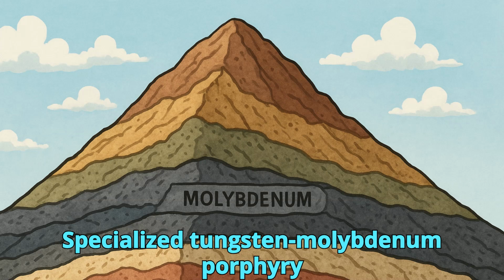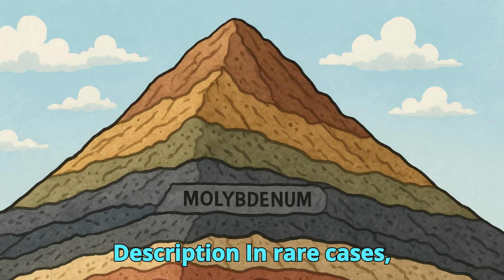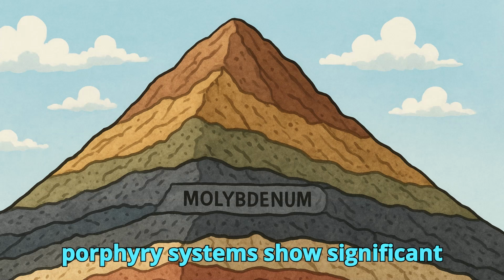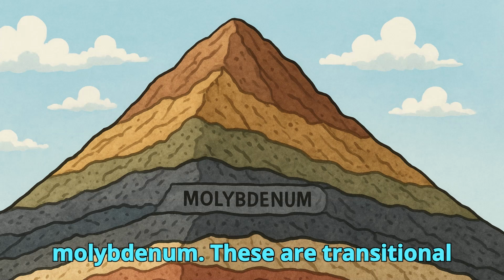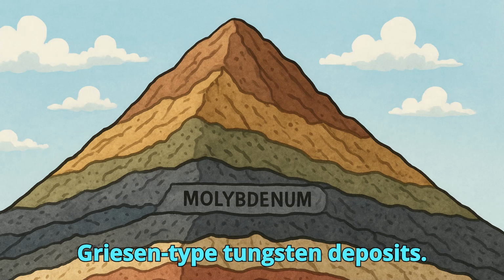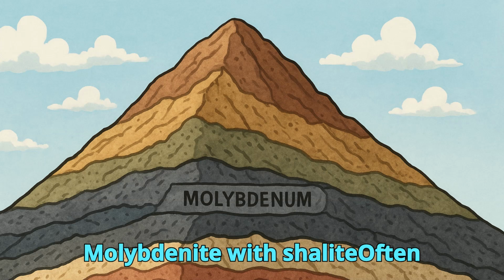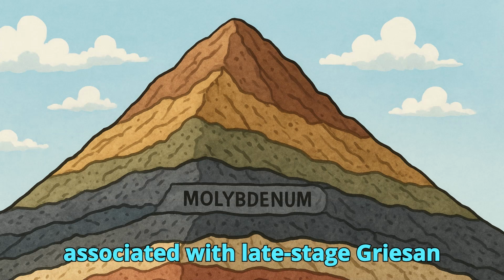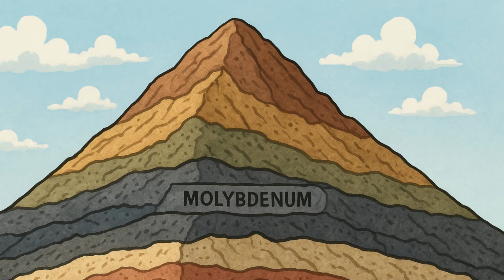5. Specialized tungsten-molybdenum porphyry deposits, less common. Description. In rare cases, porphyry systems show significant tungsten enrichment along with molybdenum. These are transitional between classic molybdenum porphyries and greisen-type tungsten deposits. Ore characteristics. Molybdenite with scheelite. Often associated with late-stage greisen alteration, quartz-topaz-muscovite assemblages.